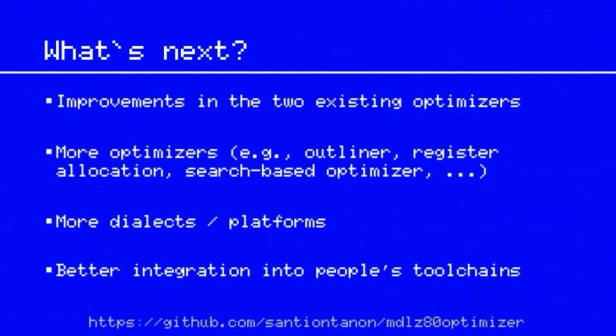Then, of course, I would like to add a few more optimizers. So at least I have 3 in mind. The first is an outliner, which is a piece of an optimizer that basically identifies common sequences of assembler instructions in the code and tries to abstract them away in functions, right? So that will make the program slower, but it will make it smaller, right? So it can be quite useful if you want to optimize for size.